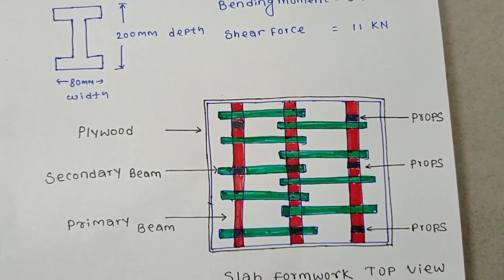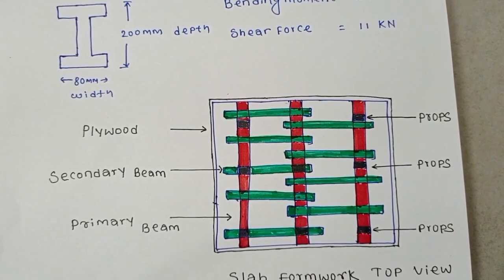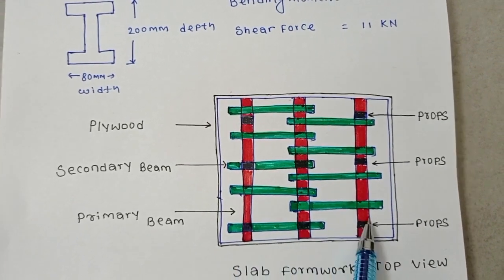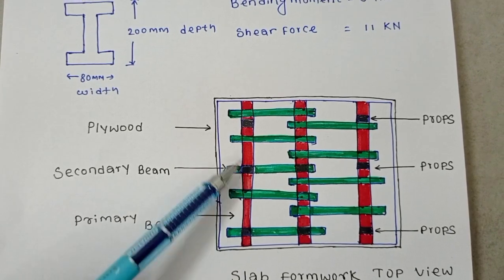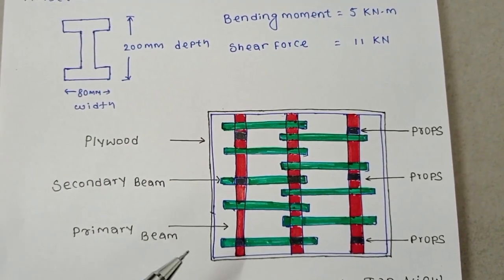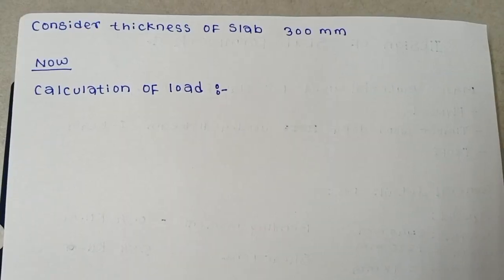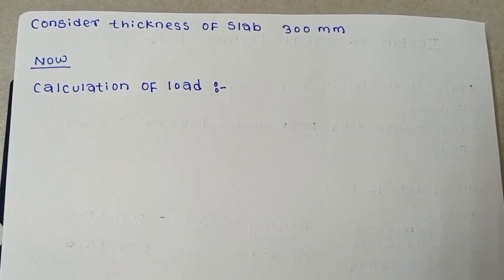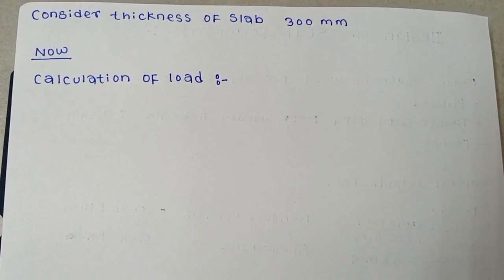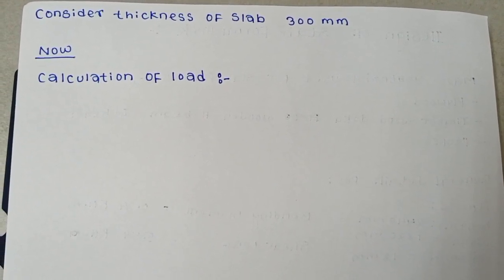So what we have to calculate is the spacing between the primary beams and the spacing between the secondary beams as per the specifications, loads and requirements. Let us consider the thickness of slab is 300 mm. Now let's calculate load. So, calculation of load.